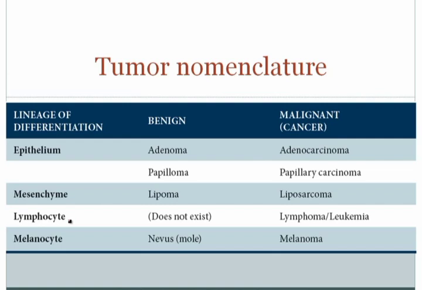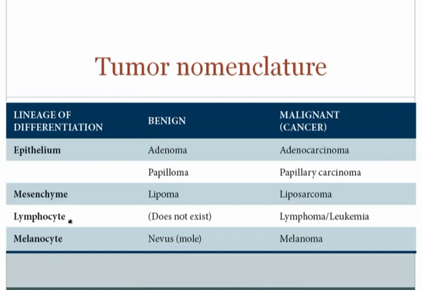You've got mesenchyme. What is mesenchyme? Mesenchyme is a connective tissue in the body. So the mesenchyme includes fat, blood vessels, bone, cartilage. Okay, it's your soft tissue basically. Your soft tissue, your bone, your cartilage. That's mesenchyme. There are lymphocytes in the body, and then there are melanocytes in the body. And each of these individual types of cells can develop tumors, and when they develop tumors, those tumors can be benign or malignant.